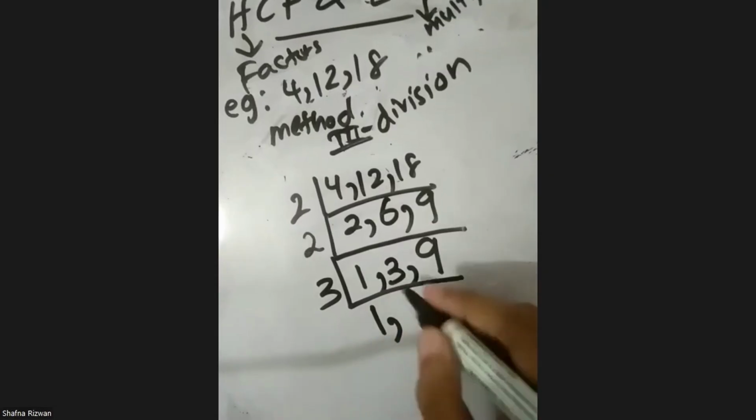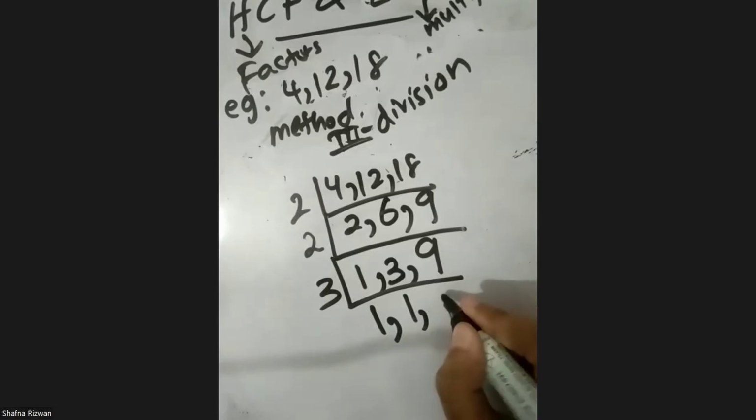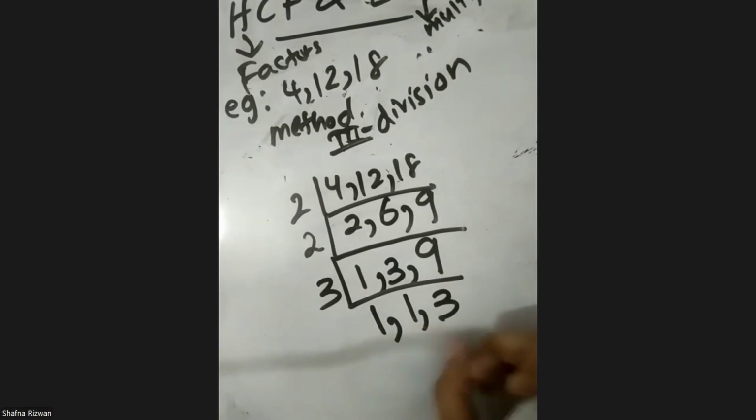3 divided by 3 is how much? 3, how many 3 do you have? 1 time. And in 9, how many 3 do you have? That is 3 times. Okay, now can you divide by anything? No, 1, 1, 3. Okay, you don't have to take any number because it is the end.